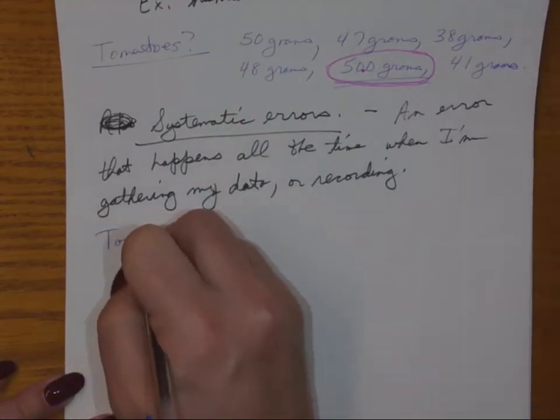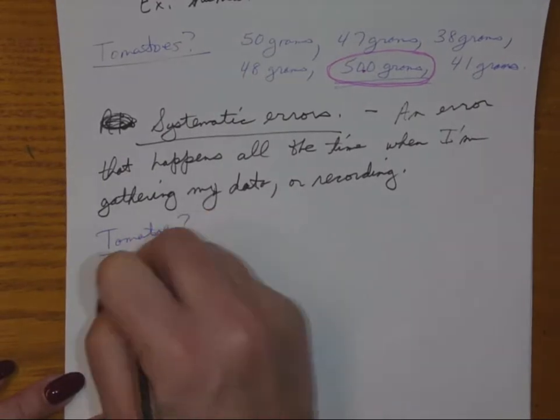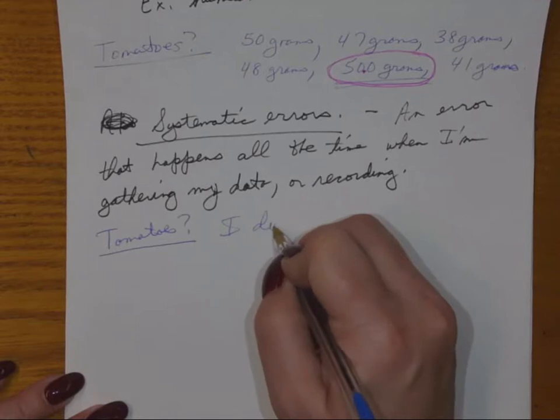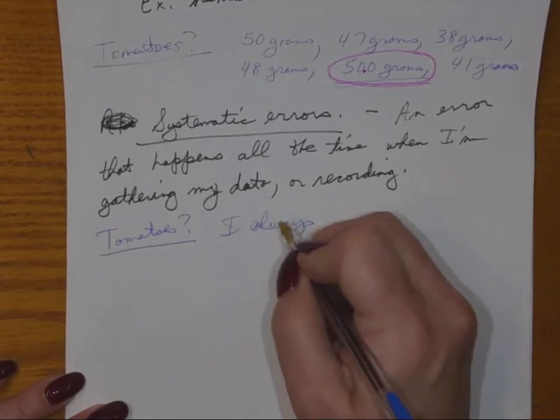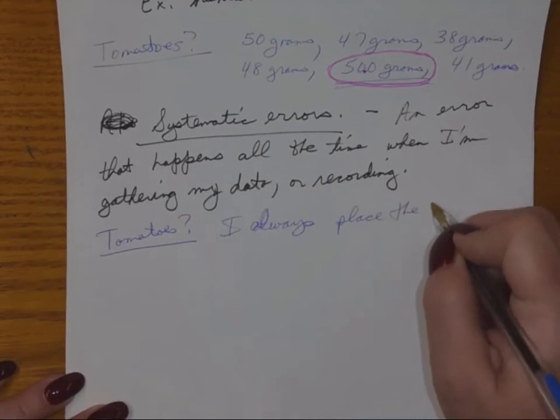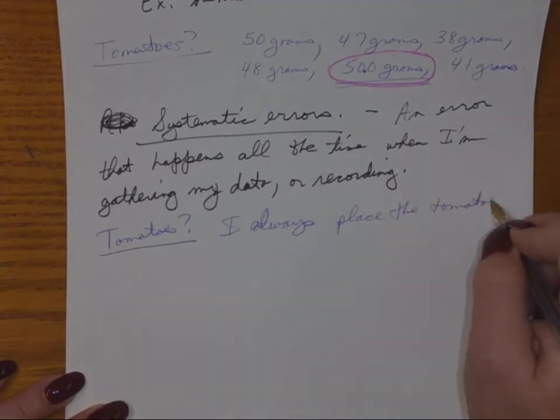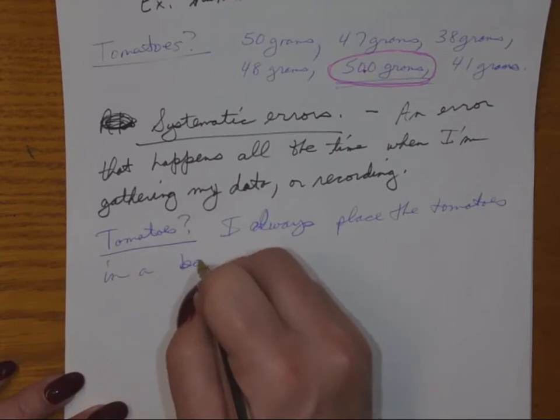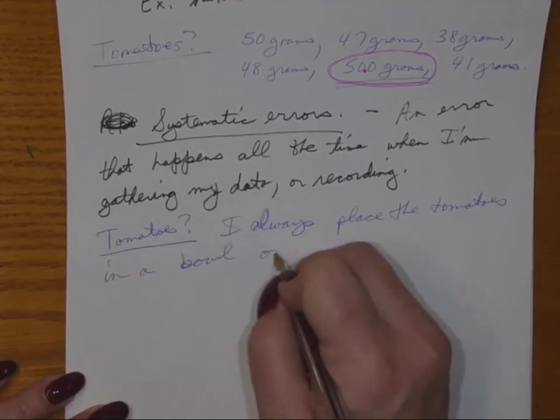So what if, as I'm weighing my tomatoes, I always place the tomatoes in a bowl, because I don't want them to roll around, on the scale.